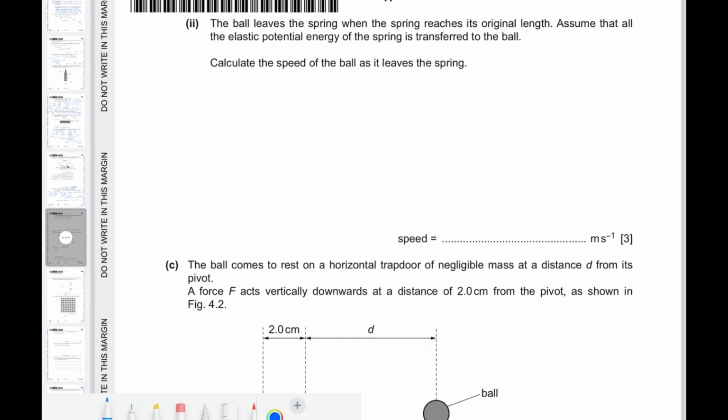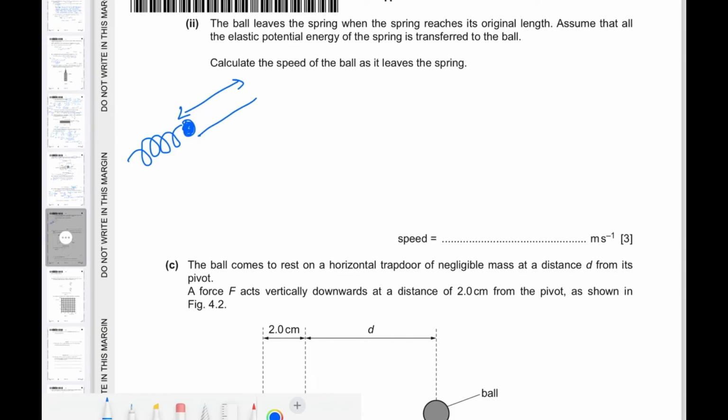The ball leaves the spring. Okay, let me just, we had the spring compressed and the ball will travel through this distance. The ball leaves the spring when the spring reaches its original length. Assume that all the elastic potential energy of the spring is transferred to the ball. Okay, so we just found that the ball gains gravitational potential energy. Now we are finding out the elastic potential energy initially stored in the spring is now also gained by the ball. Calculate the speed of the ball as it leaves the spring.